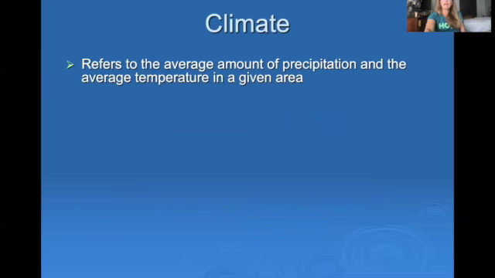Climate refers to the average amount of precipitation and the average temperature in a given year. This is different than weather. Weather is what you're going to look up on the app every day to figure out what you're going to wear. Climate is on average.